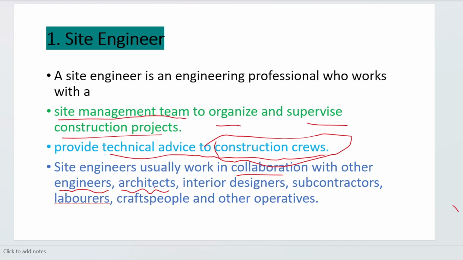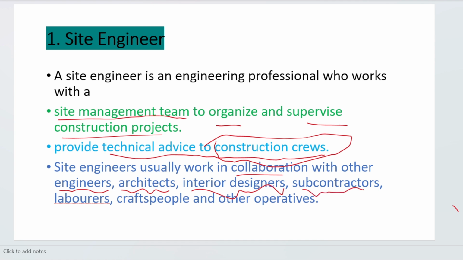Because no project is complete without an architect, because there are two parts, structural and architectural parts. So there will be interior designers also at the finishing stages, especially for interior decor or something exterior. But whether it's a building or villa, any sort of project, there will be interior designers.